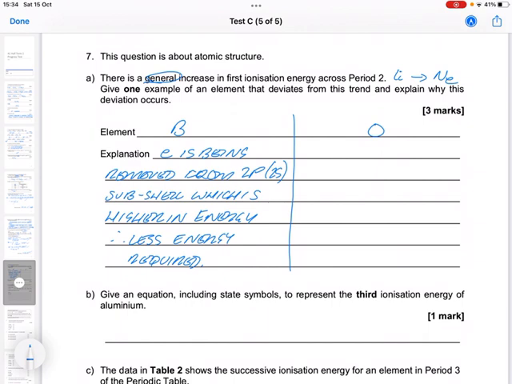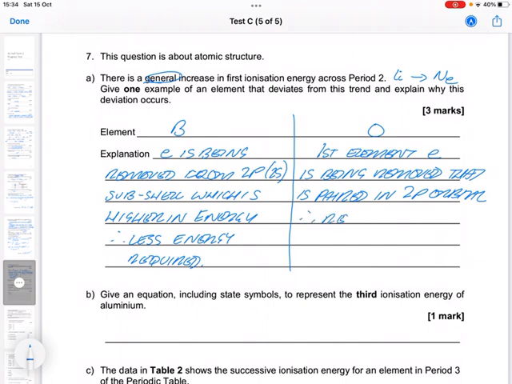And then with oxygen, so this is the first element where an electron is being removed that is paired in the 2p orbital. Therefore, we get repulsion.